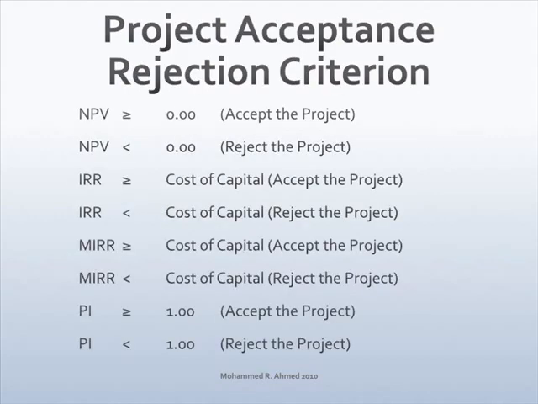Project acceptance or rejection criteria. If net present value is greater than or equal to 0, the project is acceptable. If the net present value is less than 0, reject the project. If internal rate of return is greater than or equal to cost of capital, the project is acceptable. If the IRR is less than cost of capital, reject the project. If modified internal rate of return is greater than or equal to cost of capital, the project is acceptable. If MIRR is less than cost of capital, reject the project. If profitability index is greater than 1, accept the project. If profitability index is less than 1, reject the project.